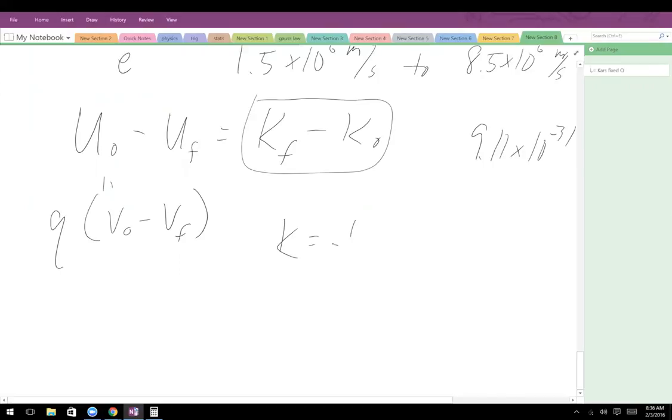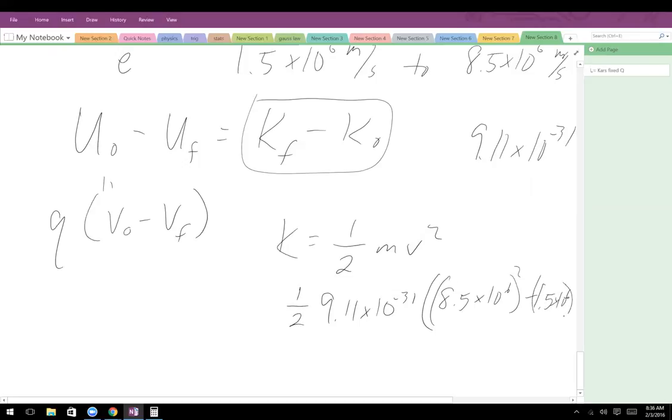Okay. This is the one you need to know to your dying day, at least if you keep doing physics until your dying day. But yeah, so kinetic energy is 1/2 mv squared. So we're going to go 1/2 times 9.11 times 10 to the minus 31. And that's going to be the same in both of them. What's changing is the v. So I've got 8.5 times 10 to the sixth squared, and then minus the initial, so minus 1.5 times 10 to the sixth squared.